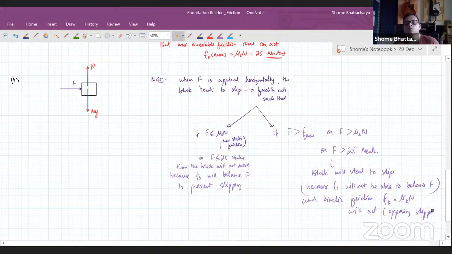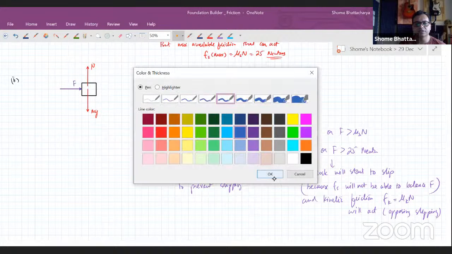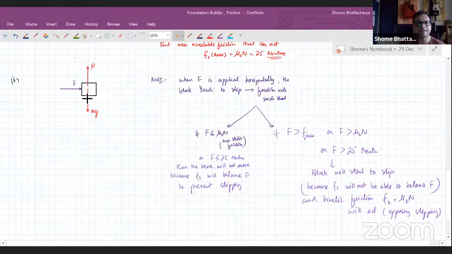So these are the two possibilities that can happen here. For each of the parts that I've given you, we can figure out which of these is happening. One type of friction or the other will definitely act. Which type of friction is acting, and therefore the magnitude of friction and the acceleration of the block, will all depend on the value of F. But in both cases, some kind of friction will act, either static or kinetic.